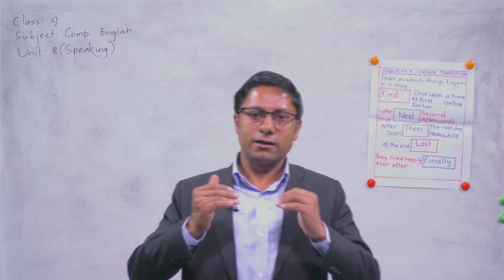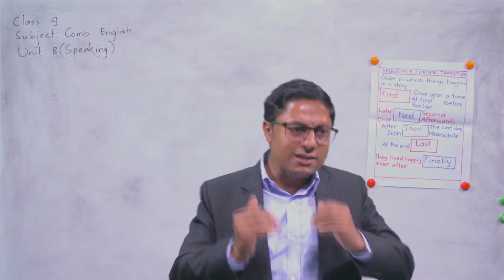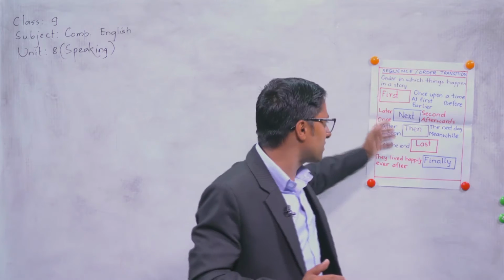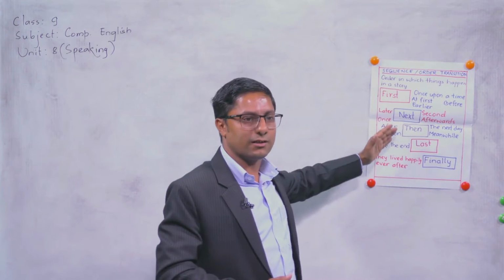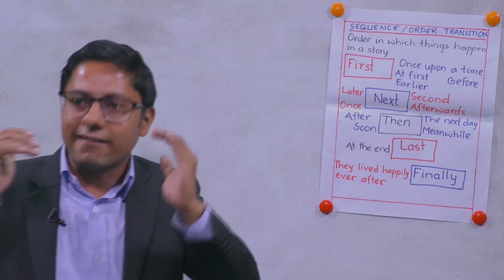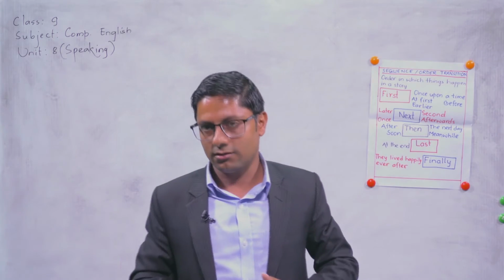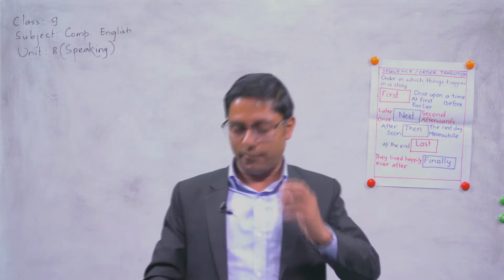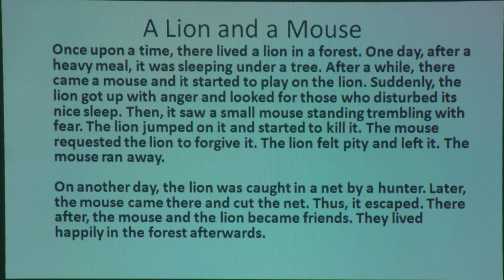Okay, if you have made the list of these events, now use the transition words as we discussed already on this chart. Use them and narrate the story that you recalled to your friends. For example, I'll present you a sample here. I'm going to narrate you the story that I recalled. Please listen.